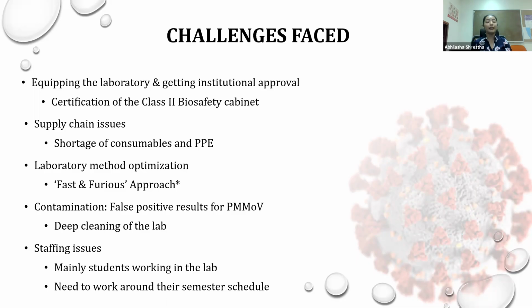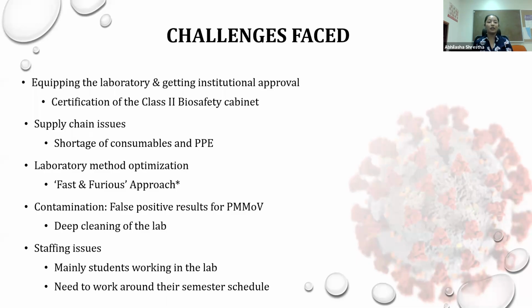Another issue, like everyone else faced, was the supply chain issue. One of the main reasons for choosing the viral concentration method and the RNA extraction method was the availability of the QIAGEN kits and the laboratory supplies.